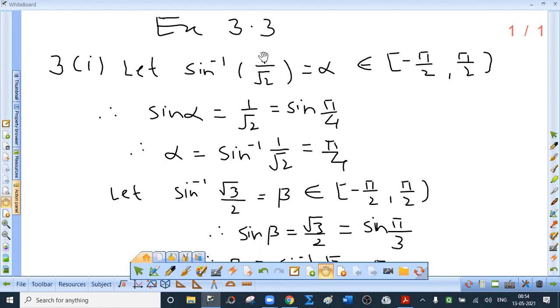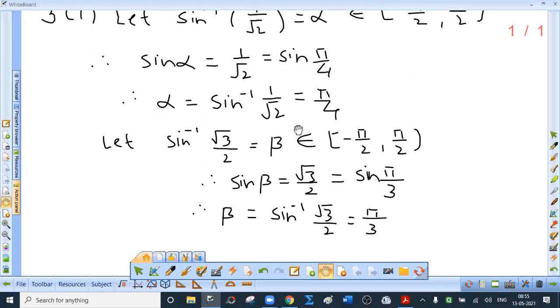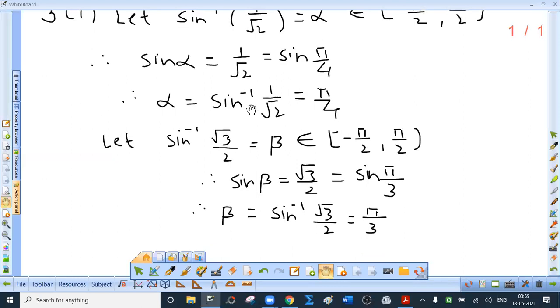We begin with, let sine inverse 1 by root 2 be alpha. Alpha belongs to this closed interval. So sine alpha is 1 by root 2. Now the angle having sine ratio 1 by root 2 and lying in this interval is pi by 4. So sine inverse 1 by root 2 is pi by 4. Similarly, let sine inverse root 3 by 2 be beta. So sine beta is root 3 by 2, but sine pi by 3 is root 3 by 2, right? So beta has to be pi by 3.